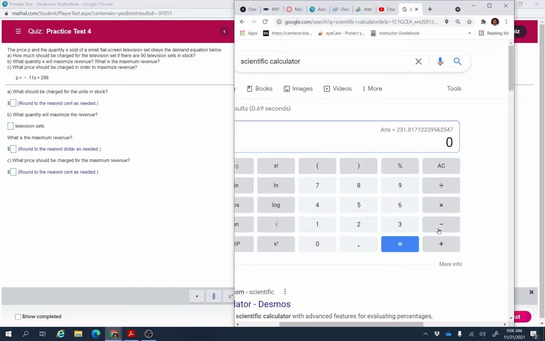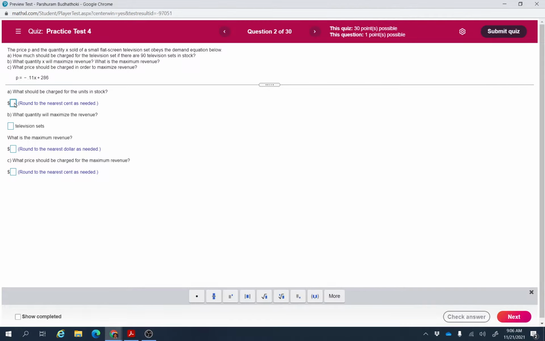So that's negative 0.11 times 90, plus 286. That's the price. What should be the charge for this unit in stock? That is 276.1. Round to the nearest cent as needed. It's already rounded to the nearest cent. So if X is 90, then the price should be 276.1.